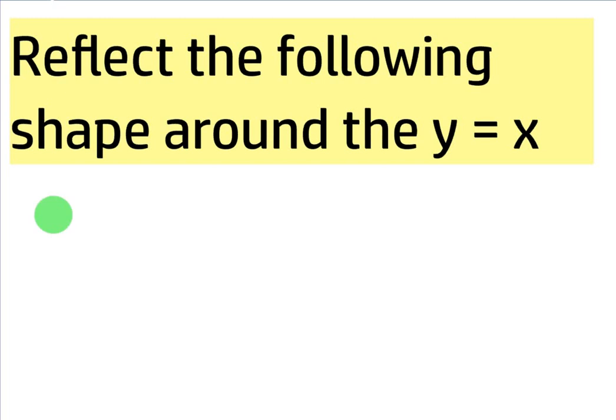Okay, for our next example, we're going to be reflecting a shape this time. It says reflect the following shape around the line y equals x. So a second thing we're going to be doing different, other than just doing a shape instead of a point, is our line is y equals x.